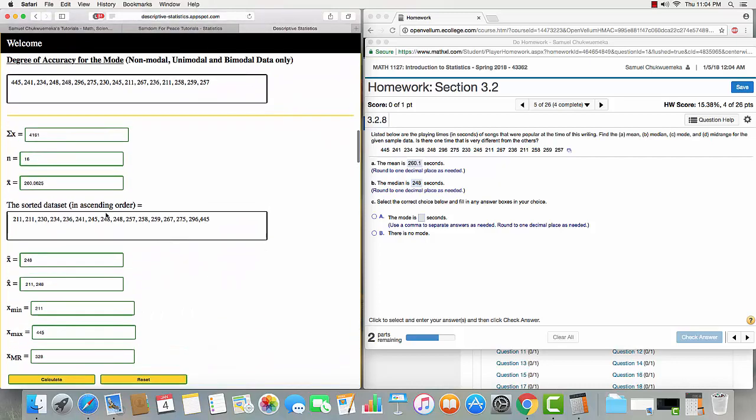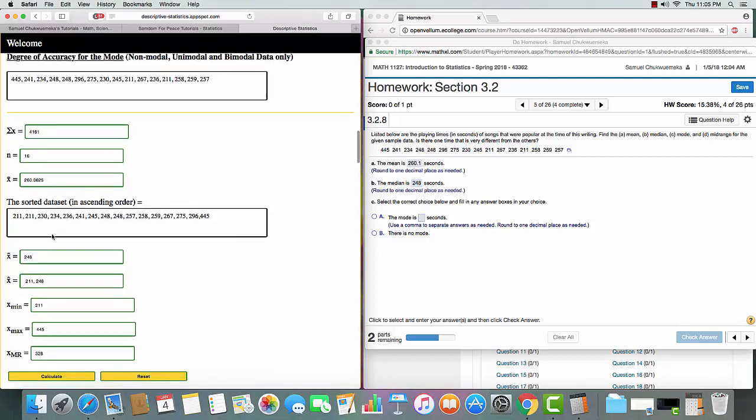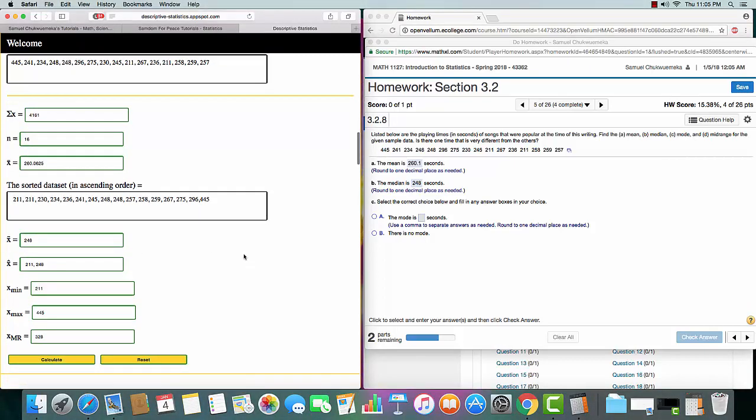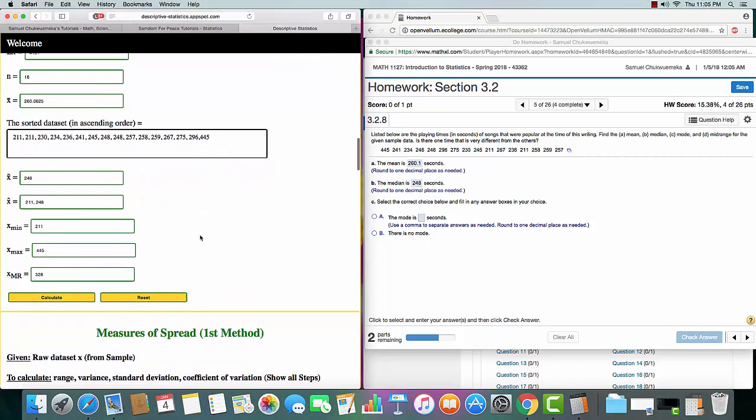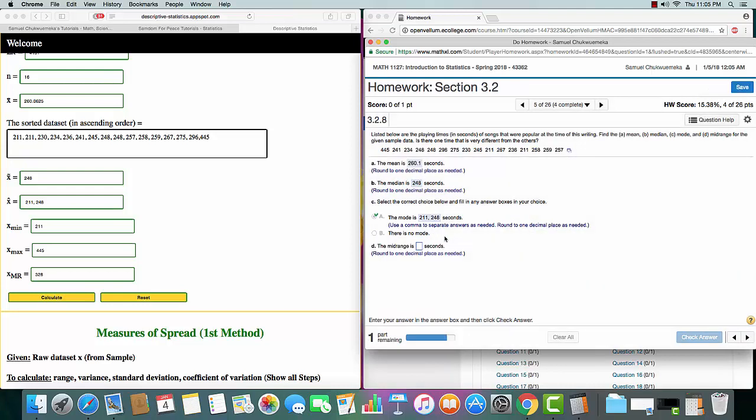Calculate. So the mean, of course, is 260.1. Median is 248, just to verify. Now the mode is bimodal, okay? So the modes are 211 and 248, which are here, 211, 248, okay? The mid-range is 328.